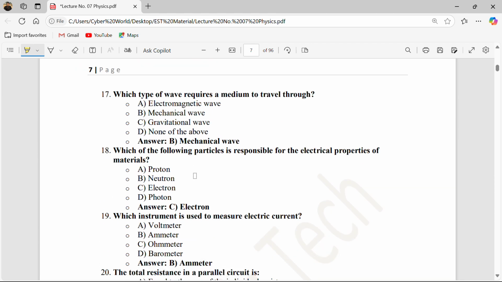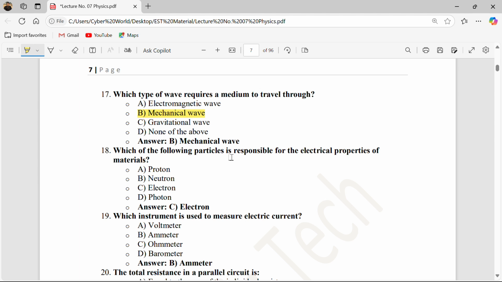Which type of wave requires a medium to travel? Yes, we know that sound waves need one, but here there is no option of sound waves. So mechanical waves need some medium to travel. Light waves do not need any medium to travel. Okay, and gravitational waves also don't need any medium. Electromagnetic waves, basically light waves, also don't need any medium. So only mechanical waves require a medium. So this is the correct answer.